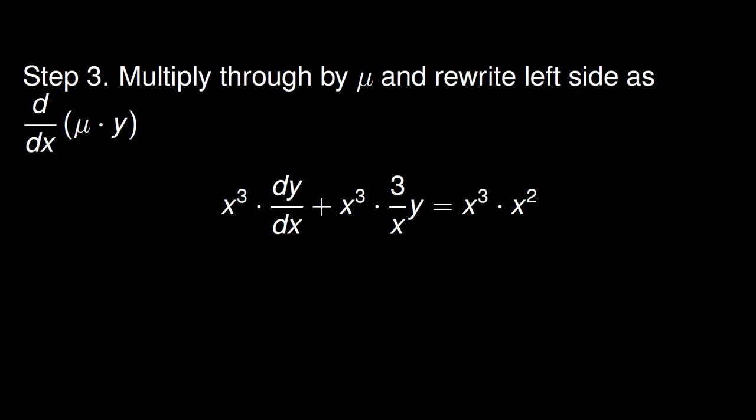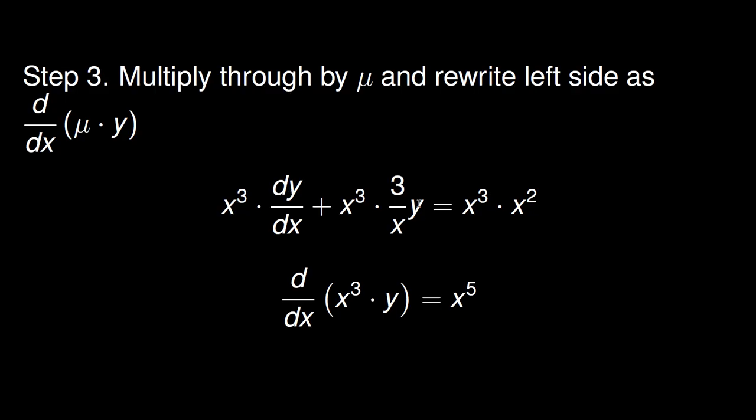The third step is to multiply the standard form differential equation by x cubed. And notice I've multiplied every single term by x cubed. And this left side is the derivative of the product of mu times y, or x cubed times y. Let's check that real fast. Let's do the product rule here. So the product rule says leave the x cubed alone, then find the derivative of y. Well, that's where the dy dx comes from.